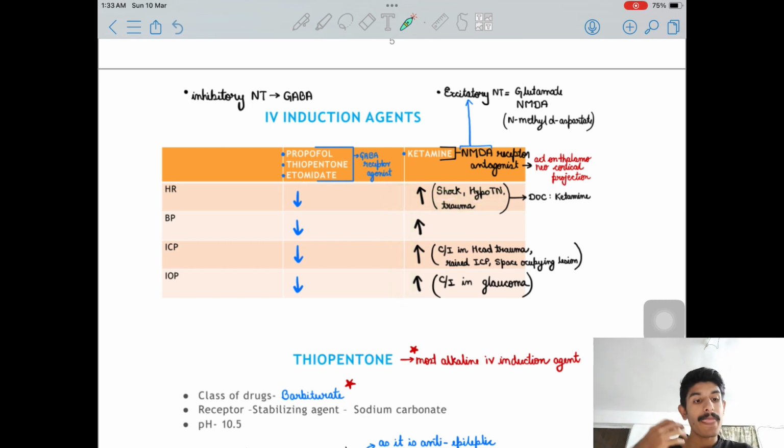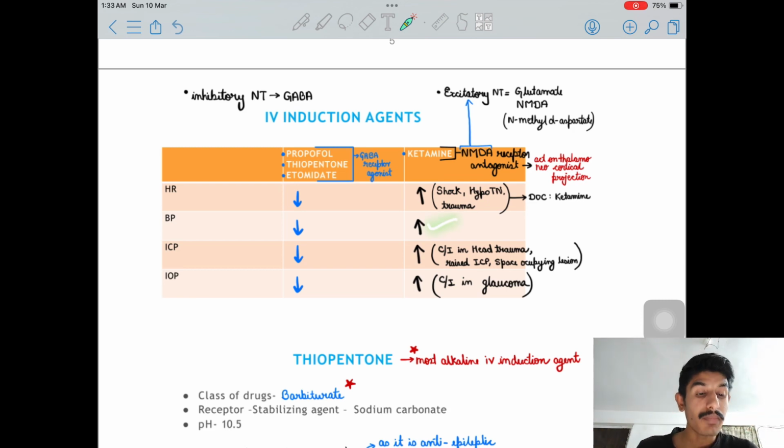Ketamine is the drug of choice in shock, hypotension, and trauma. For example, a patient had an accident and is in shock. His heart rate is decreasing, his blood pressure is decreasing, his intracranial pressure is decreasing. At that time, what will you give? If you give these agents, he will die. So to stop this and to operate on them, we use ketamine. So what will ketamine do? It will help in increasing the heart rate, blood pressure, intracranial pressure, and intraocular pressure.